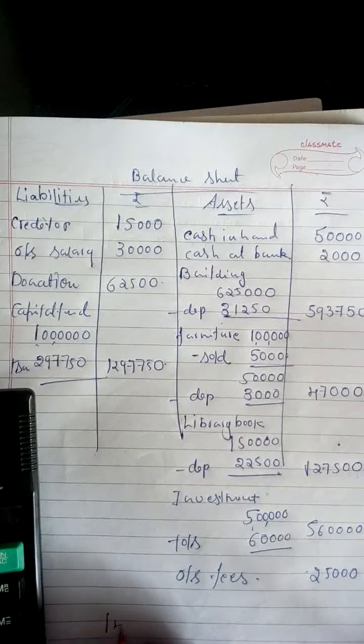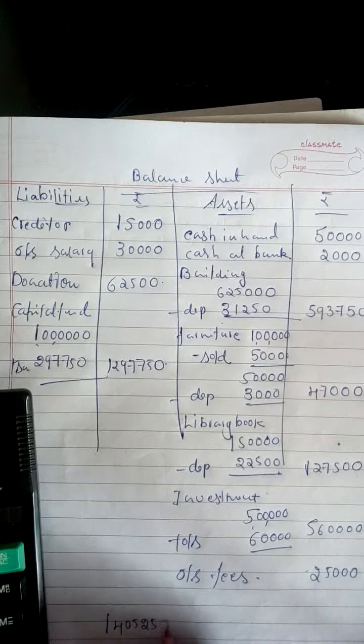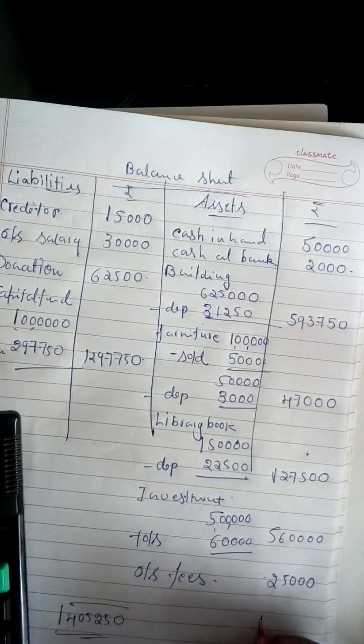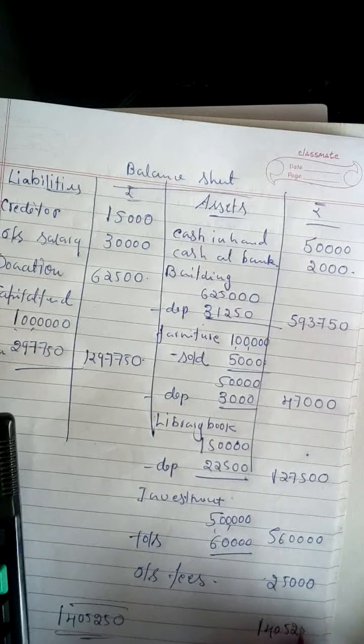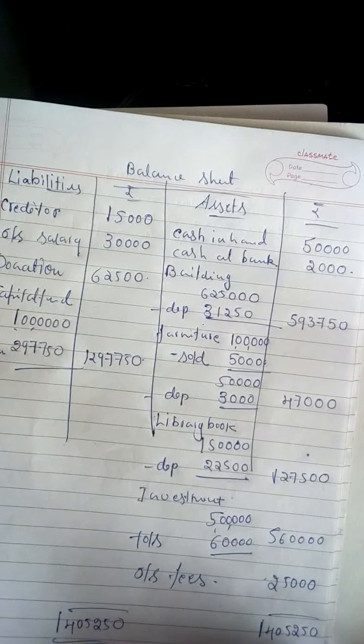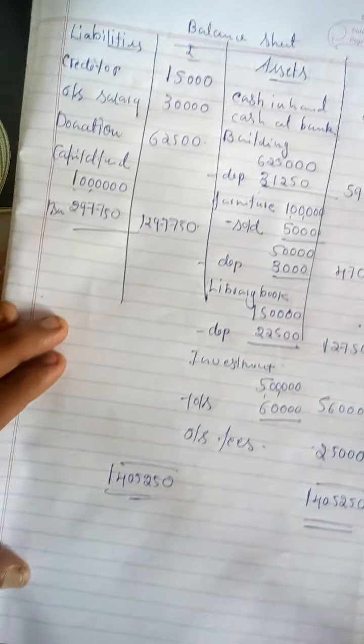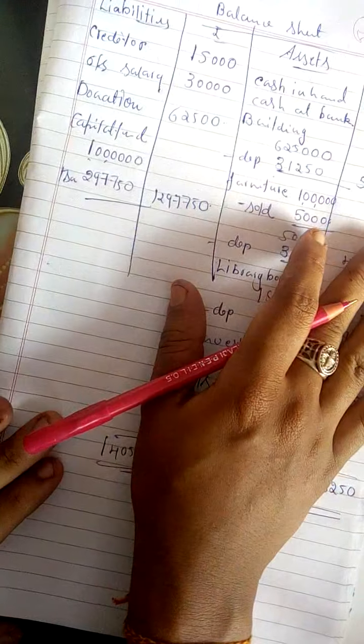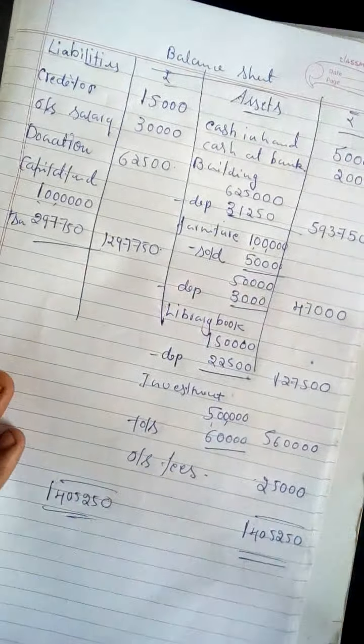So this is the correct problem. So don't forget to write all the items of the liabilities and all the items of assets. You need to cross-check whether you have left out any item or not. So now this is the end of the problem. If you have any doubt, please ask me.